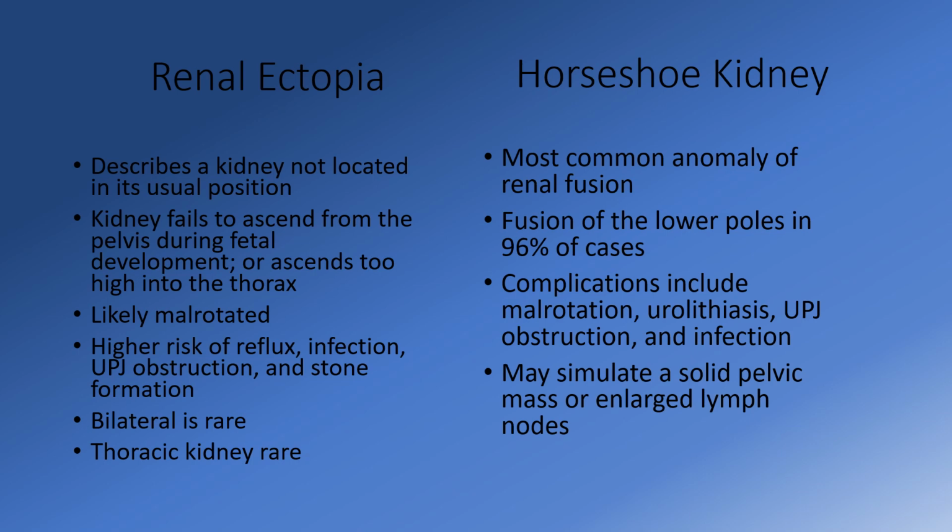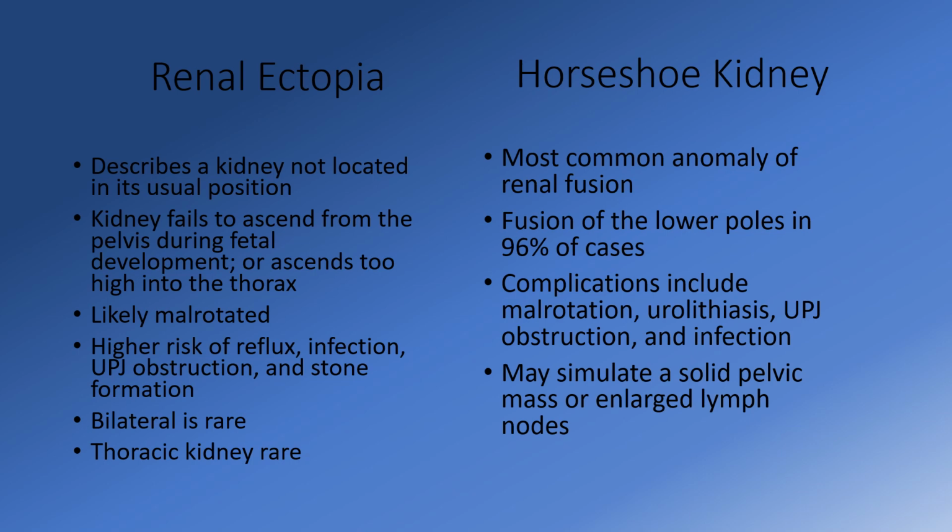When the ureters are short, if you get a bladder infection, you're more likely to get a kidney infection because the bacteria does not have to travel as far to get to the kidneys as it does if the kidneys are up where they're supposed to be. So you're more likely to get infection if you have horseshoe kidney.